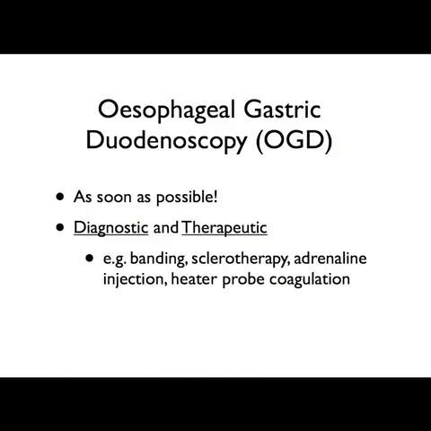Anyway, very impressive. Right. So, as we said, you're directing your patient towards an esophageal gastric duodenoscopy, otherwise known as an OGD. You want to, of course, do this as soon as possible because not only is this a diagnostic investigation, but it can also be therapeutic. And how can it be therapeutic, numbers man? Well, if you've got varices, these can be banded. Sclerotherapy. Injection of adrenaline. And you can coagulate either with a heater probe or bipolar coagulation.